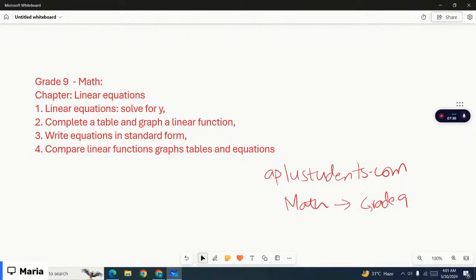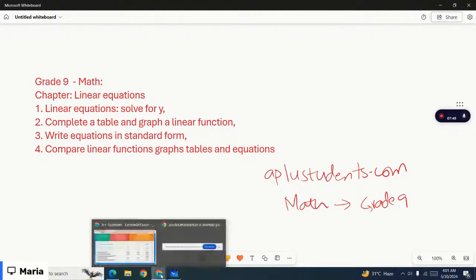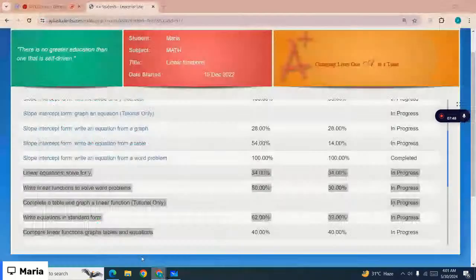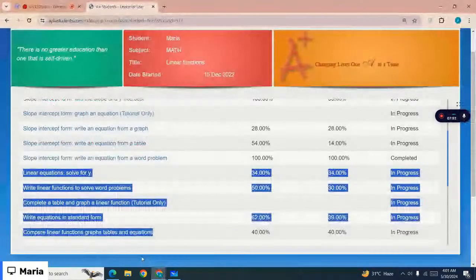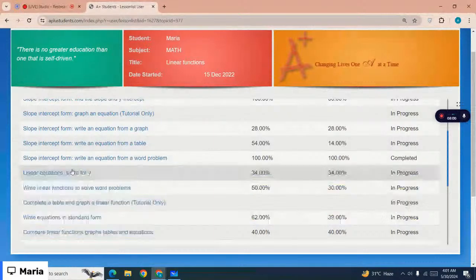Please make sure you have your notebook and pen so that you can note down the important examples and definitions as well. Here I'm on grade 9 math. The chapter we are on right now is linear functions. Let's start with the chapter linear equations solve for y. Let's start with the first lesson.